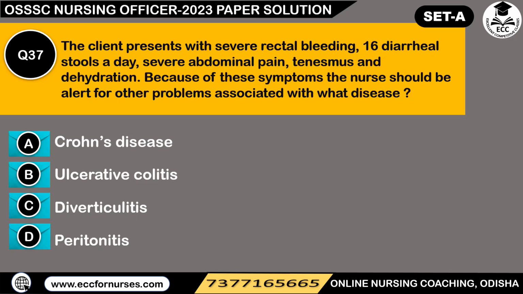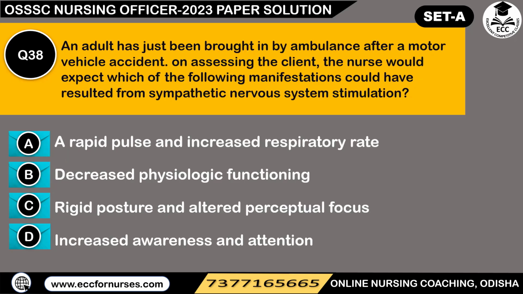Because of these symptoms, the nurse should be alert for other problems associated with this disease. Answer is option B, ulcerative colitis. Question number 38. An adult has just been brought in by ambulance after a motor vehicle accident. On assessing the client, the nurse would expect which of the following manifestations could have resulted from sympathetic nervous system stimulation. Answer is option number A, rapid pulse and increased respiratory rate.